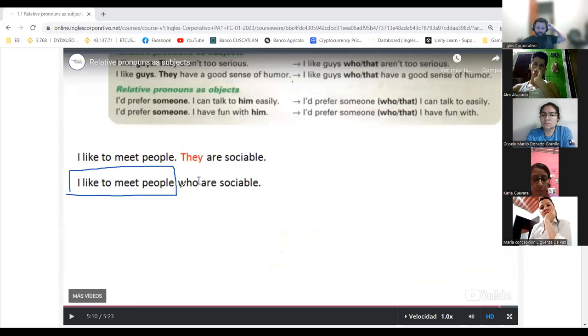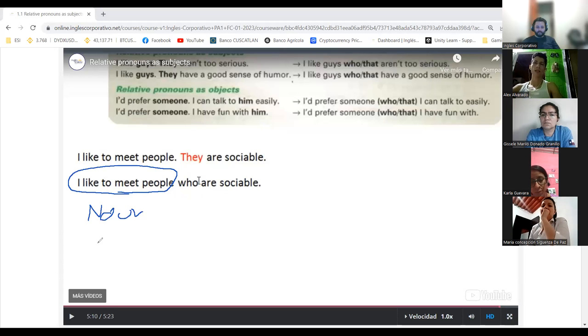But notice, the only difference that we're going to notice here, guys, is that instead of using the linking verb is, right, we're going to use the relative pronoun, okay? But basically, this whole phrase over here will be a noun, right? It will be a noun phrase, okay? So we can say, you know, they are sociable.